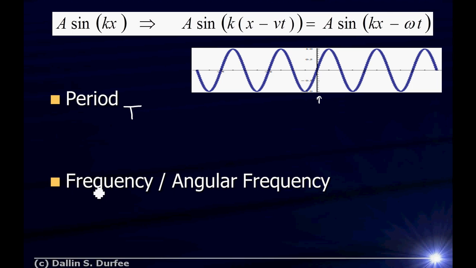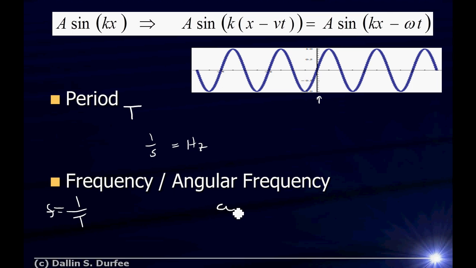If I take 1 over the period, I get the frequency. So if the period of my wave is 1 second, the frequency is 1 inverse second, or 1 hertz. An inverse second is also known as a hertz. If the period is 2 seconds, the frequency then is going to be half a hertz. If the period is half a second, it takes half a second for the wave to repeat, then the frequency is 1 over half a second, or 2 hertz, or 2 cycles per second. So the frequency is how many times the wave repeats every second.